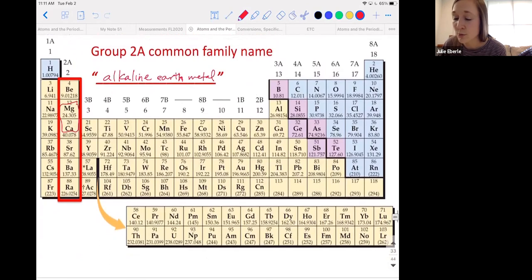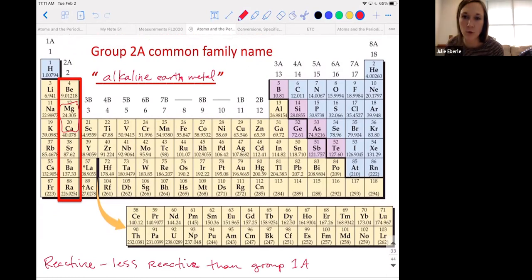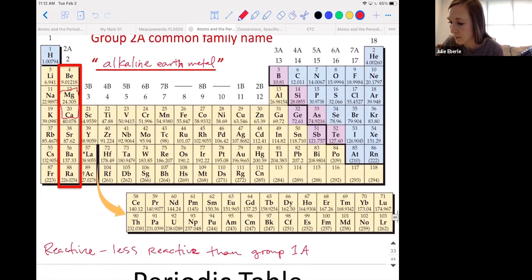And similar to group 1A, these are also highly reactive, but they are not as reactive. So they are reactive, but less reactive than group 1A, main group 1, all right? Less reactive than main group 1. So it's very common to also find these not in pure form, but reacted with different elements in compound form in nature, okay?